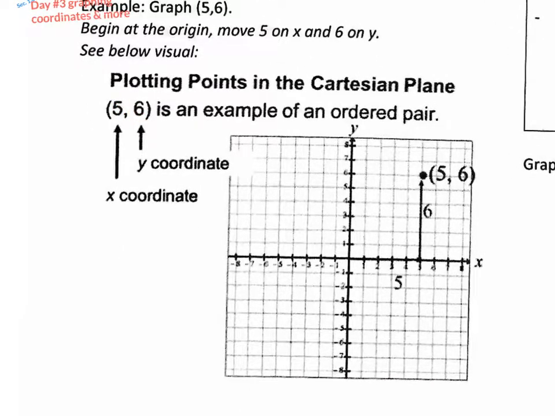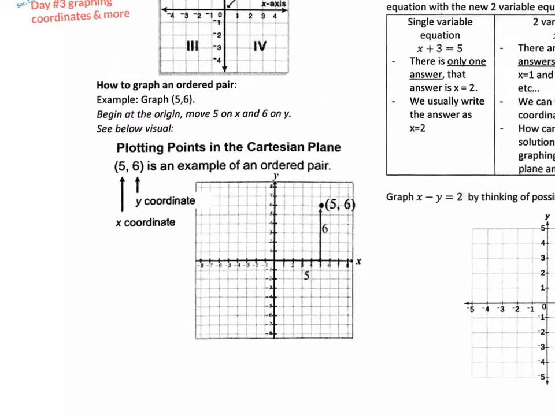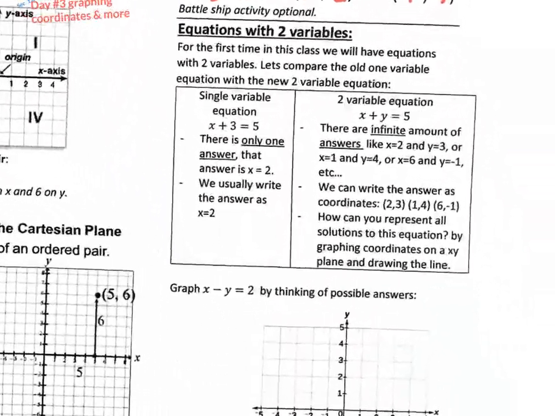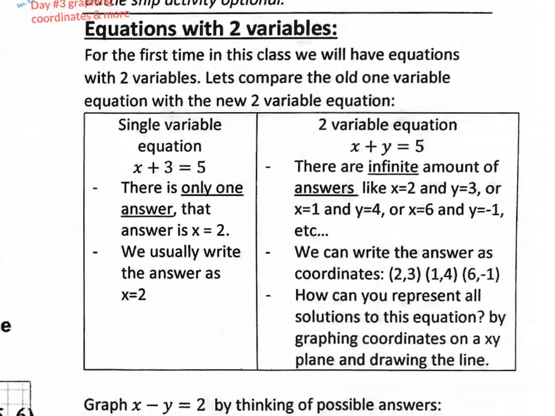We know how to graph coordinates on that plane, like the coordinate 5, 6. It's just a location. And how do you get to that location? You start at the origin, which means beginning. You go 5 on the X, 6 on the Y. You end up at the location 5, 6. So we should be good at graphing coordinates. We already did this exercise up here, and I do want to jump to this lower portion of our notes from yesterday. For the first time, we're going to be looking at equations that have 2 variables.